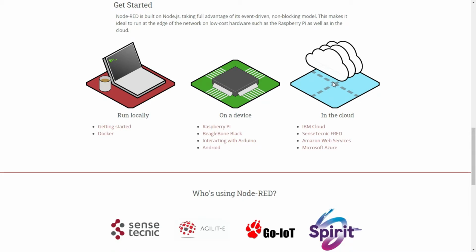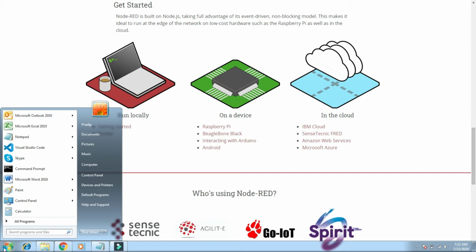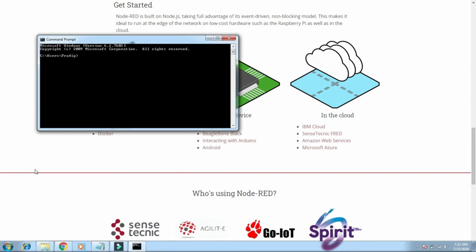So let's start. The basic prerequisite to install Node.js on Windows is that we must install Node.js and npm, the Node Package Manager. Let's check whether Node.js and npm are installed on my laptop or not. I have already installed that, just to make sure, we will check which version is installed on my laptop.